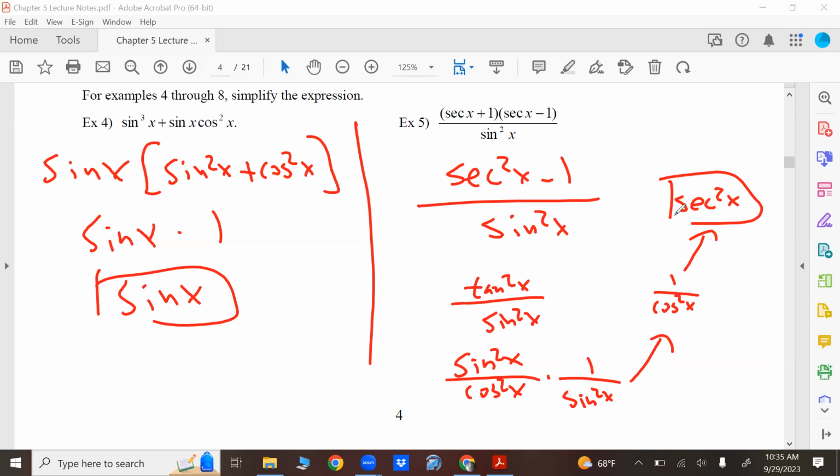Okay, let me know when you guys are done with 4 and 5. See how I do that though? No, why? I don't understand what I accidentally do. Because tangent squared. Got it. All good.